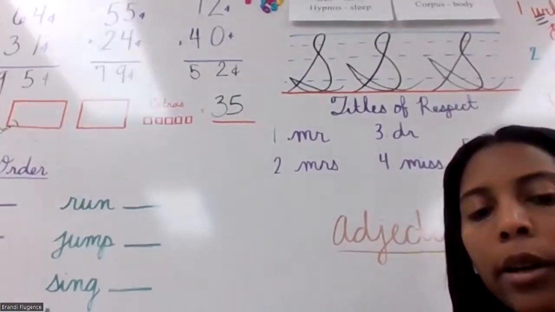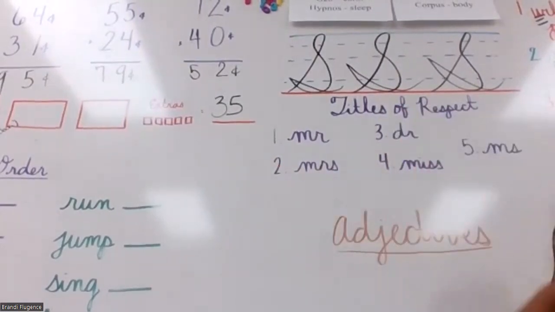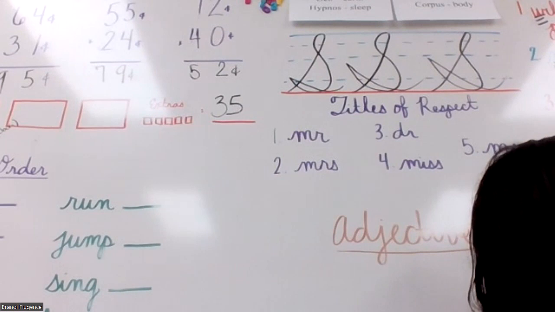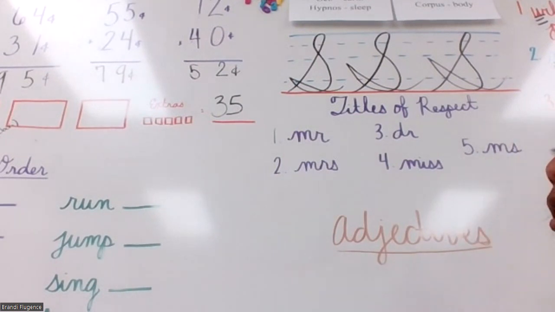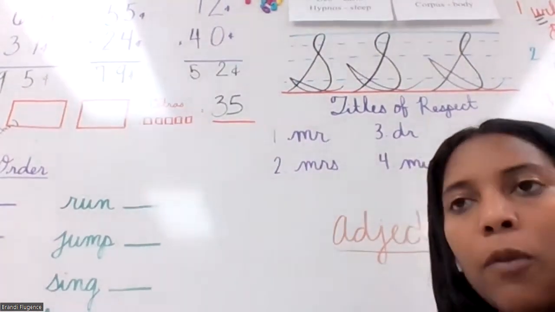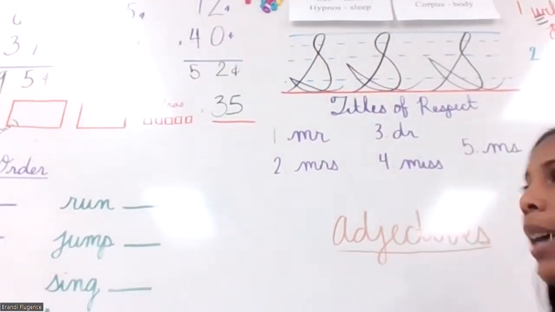With a capital letter, right? So we always capitalize the first letter of each one. Give it to Carson. Thank you. We capitalize the first letter of each one. And what do we put at the end of it to show that it is an abbreviation of a title of respect? A dot. We put the dot behind it.